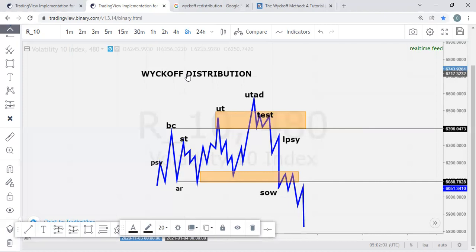It's not just knowing that Wyckoff does this, Wyckoff does that. We want to know how we can apply this to our trading and make profits from it. So let's go into the business of the day.